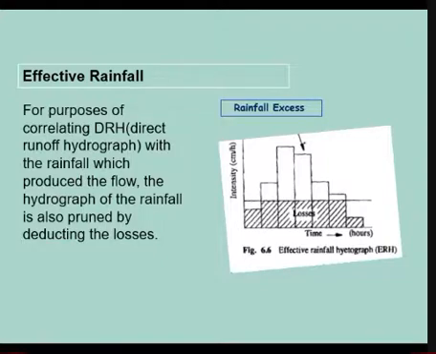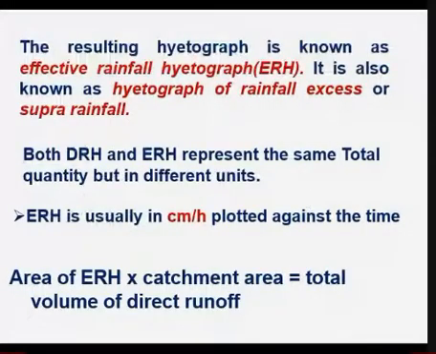Effective rainfall. For the purpose of correlating the DRH, direct runoff hydrograph, with the rainfall which produced the flow, the hydrograph of the rainfall is also prepared by deducting the losses. The resulting hydrograph is known as the effective rainfall hydrograph, or ERH. It is also known as hydrograph of rainfall excess or supra rainfall. Both DRH and ERH represent the same total quantity but in different units. ERH is usually in centimeter per hour plotted against time. The area of ERH times catchment area is equal to the total volume of direct runoff.